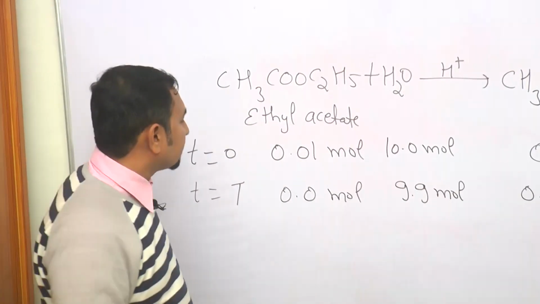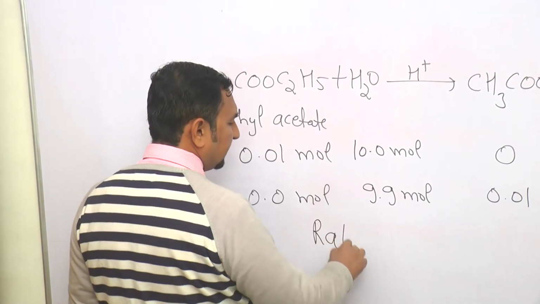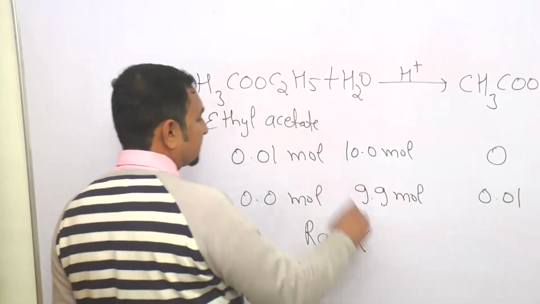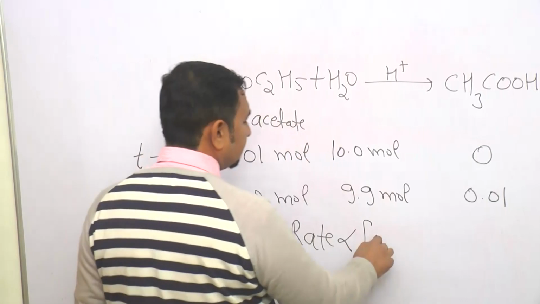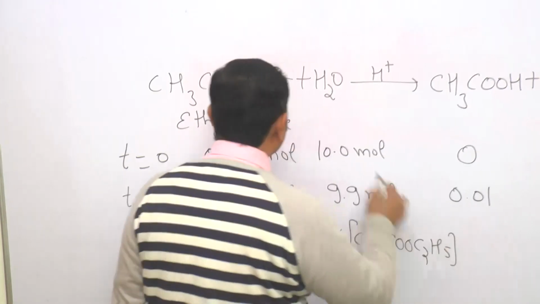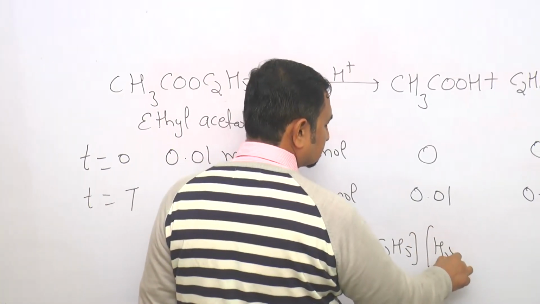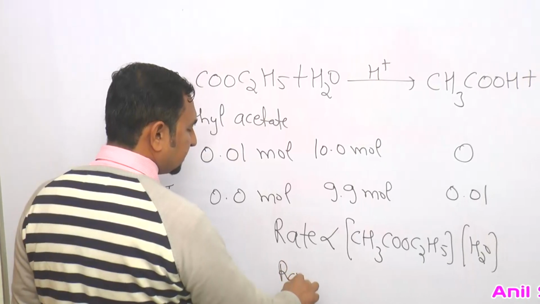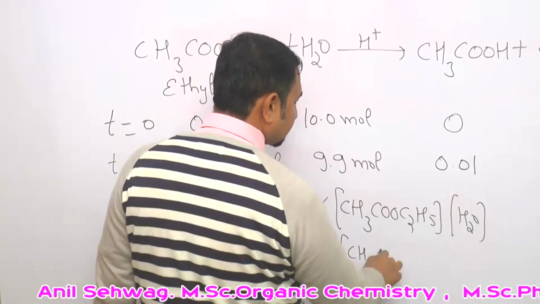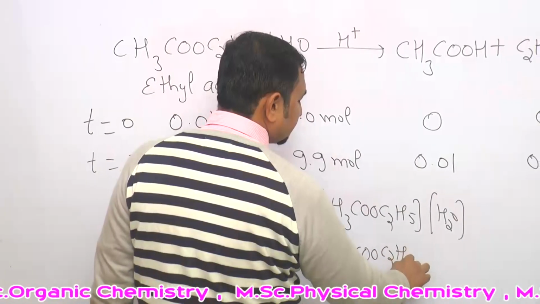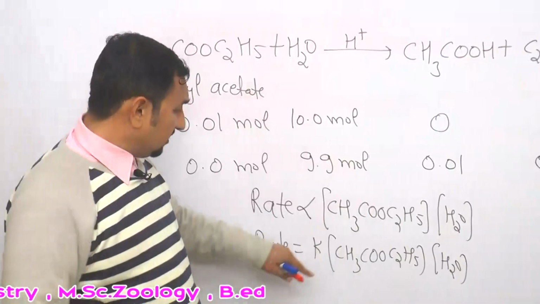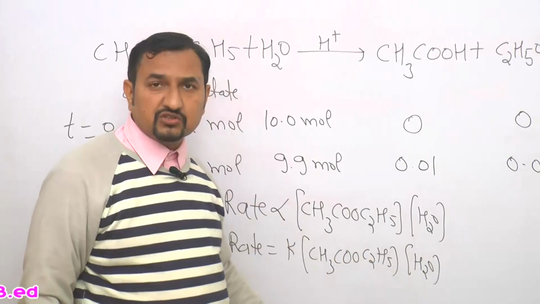Now we will discuss its rate. As we know, rate is directly proportional to the concentration of reactants at time t, and there are two reactants in this reaction. First is ethyl acetate and another reactant is water. Taking a constant, rate is equal to K, where K is the rate constant, times CH3COOC2H5 and water.